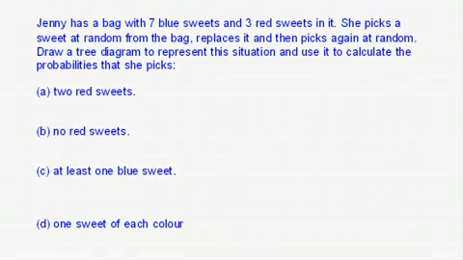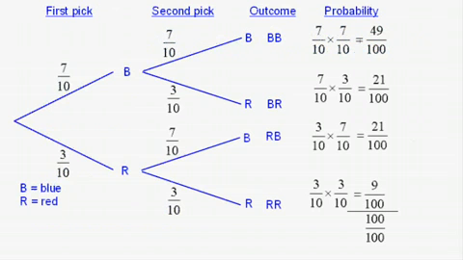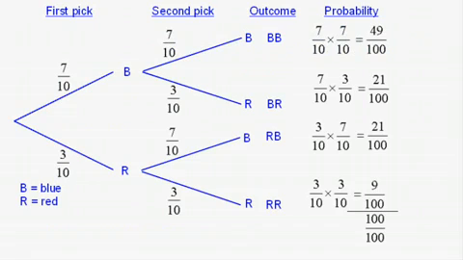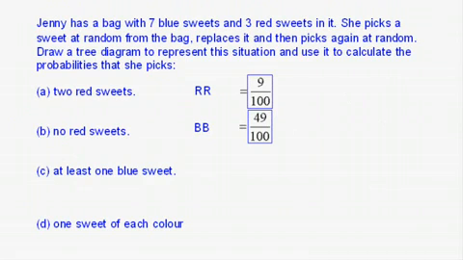Now let's look back at the question. We need to work out the probability that she picks 2 red sweets. Well, we've actually done that one. It's this number here, 9/100. There we are, the answer to that first part. Second part, no red sweets. The only thing which has no red sweets in it is the blue-blue combination, and we've already calculated that. That's 49/100.